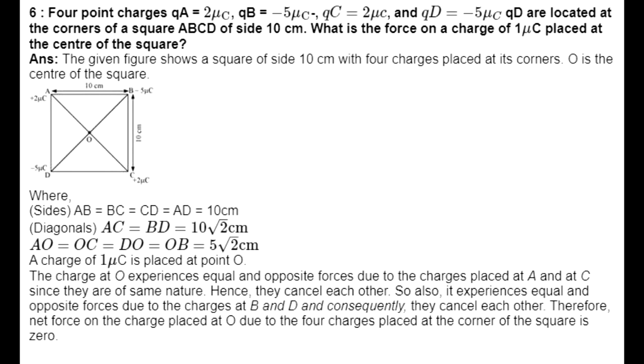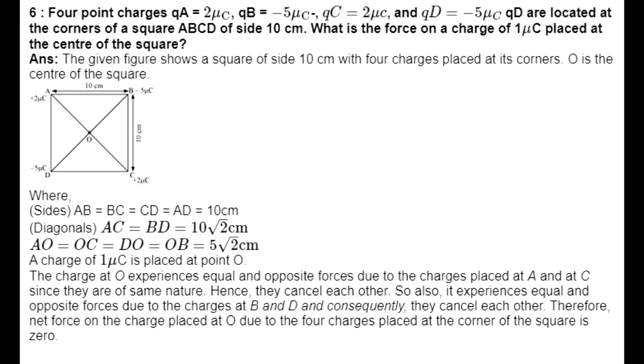Next question is, four point charges QA equal to 2 microcoulomb, QB equal to minus 5 microcoulomb, QC again 2 microcoulomb, and QD equal to minus 5 microcoulomb, are located at the corners of a square ABCD of side 10 cm. What is the force on a charge of 1 microcoulomb placed at the center of the square?